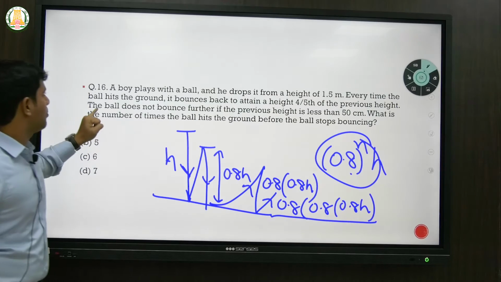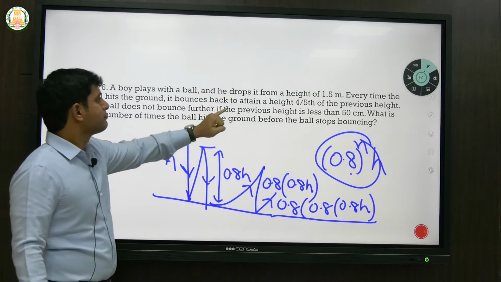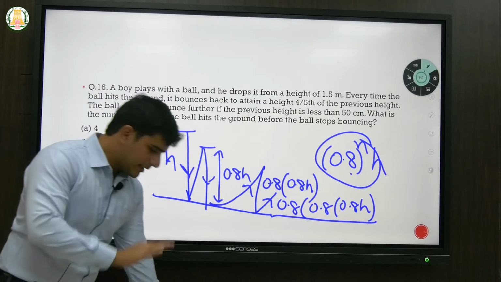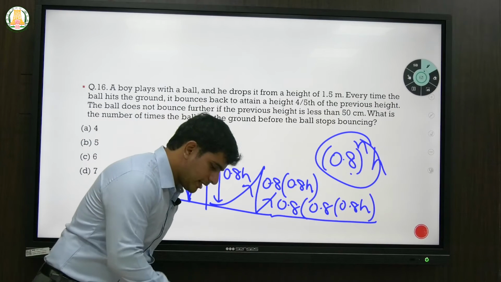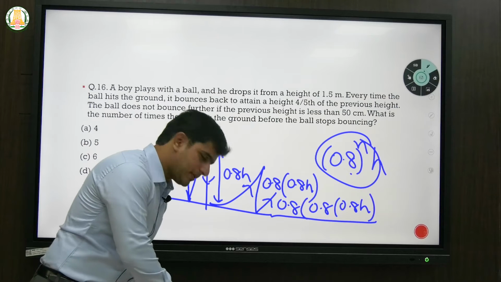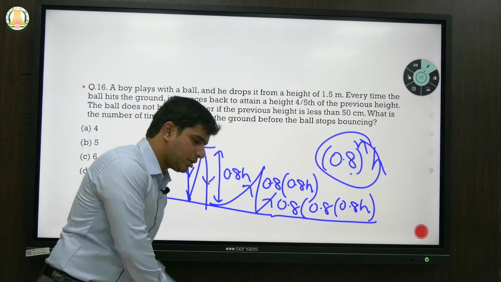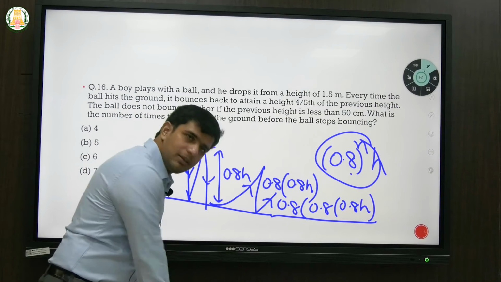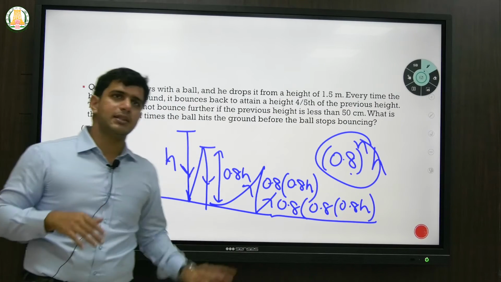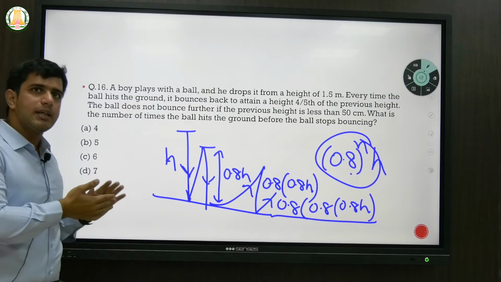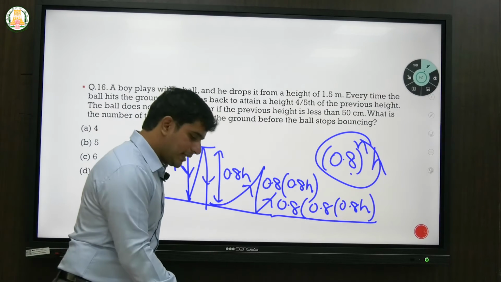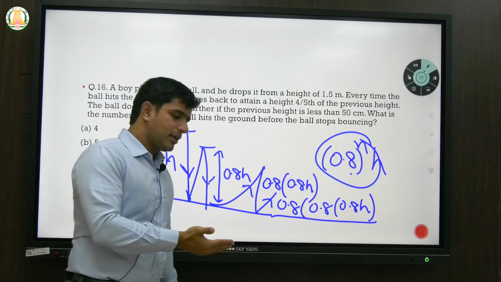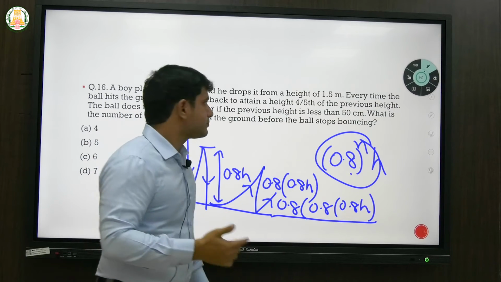Now what it says: the ball does not bounce further if the previous height is less than 50 centimeters. That means it keeps on dribbling, and the height gets reduced. Once it reaches, let's say, a height of 49 centimeters, which is less than 50, then it will fall and it will not rise back. That is what it means. Whenever the previous height is less than 50 centimeters, it will rise till, let's say, 47, 40, whatever is below 50, and it will drop. It will not rise back again.